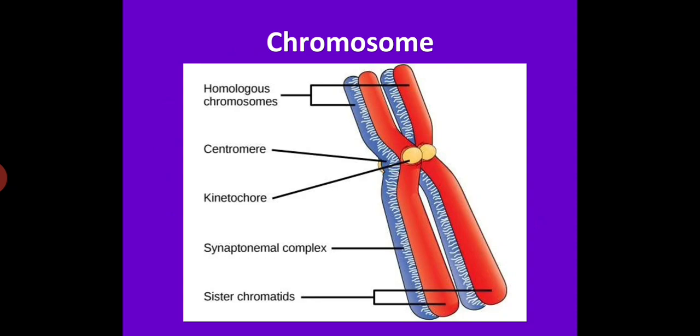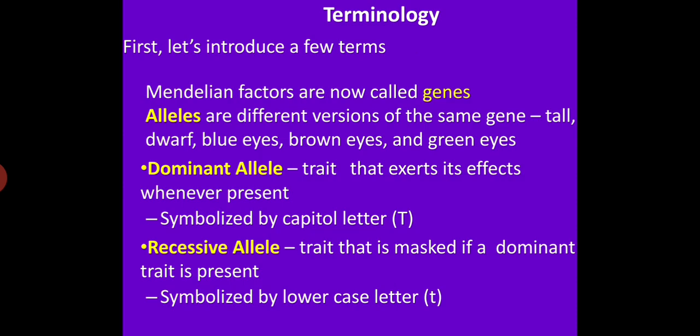This figure shows the homologous chromosomes and sister chromatids. The expressible part of a DNA is called a gene. First, let us introduce a few terms. Mendelian factors are now called genes, that is, the expressible part of a DNA. Alleles are different versions of the same gene, for example, a tall and dwarf gene, blue eyes, brown eyes, and green eyes.